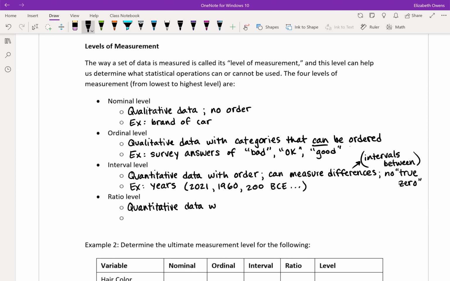All right. It has order to it. So you're noticing we inherit that order. All right. And we also inherit the ability to measure differences. So it has order, it has differences. And then here we also get a true zero. All right. So an example here might be something like, to use a previous example, the weight of kittens.